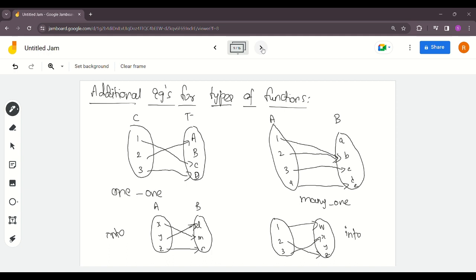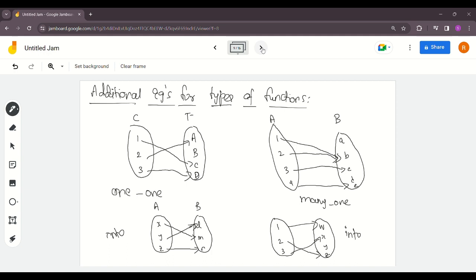And for many to one function, I have given an example. We have already seen that two students are having the common teacher. So that is a many to one function. Typically two students, 1 and 2, have the common teacher B. 3 is mapped to C, 4 is mapped to E. So this is a typical case of a many to one function.